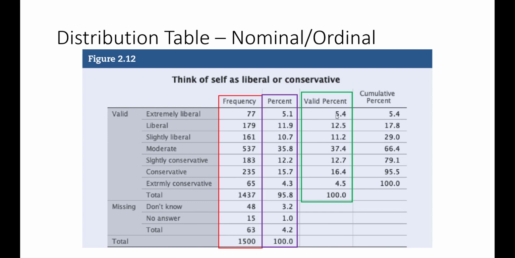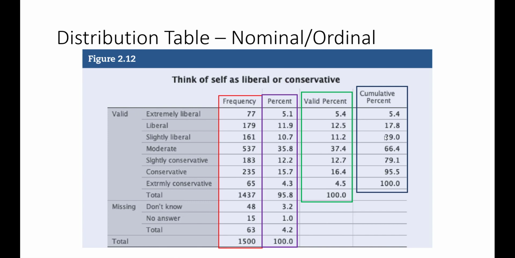So 5.4% of the people who actually answered this question are extremely liberal, 12.5 are liberal, and then you have down here 4.5 are extremely conservative, 16.4 are conservative, and then again the modal category, the category with the most people in it, is this moderate category, 37.4. Last, we have what is called a cumulative percent.